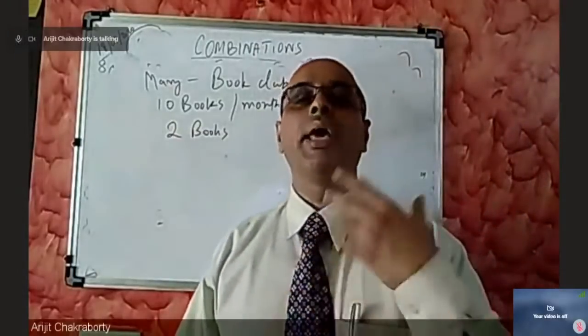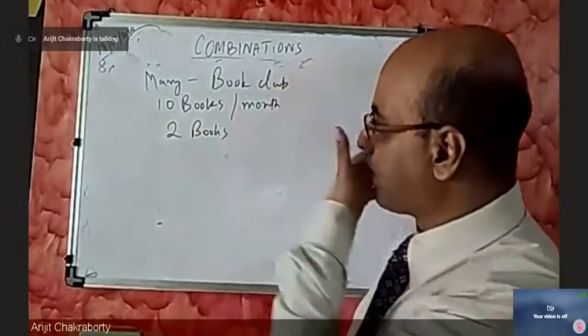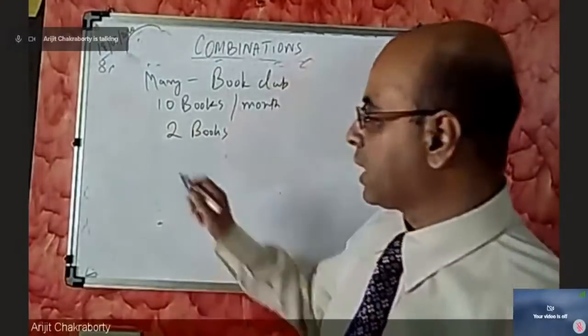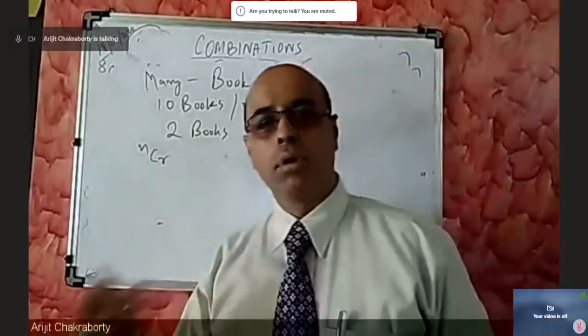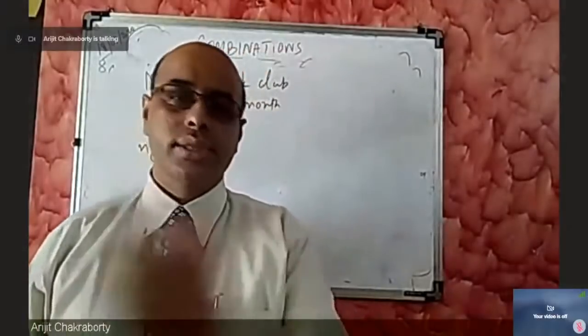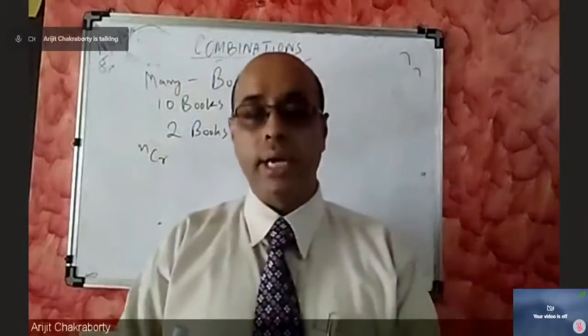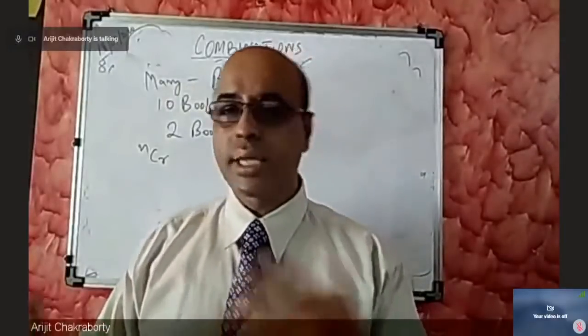How many different pairs of books she can take from this book club? Very simple, directly nCr, right? Because it is a selection of books. Whether you have a geography book and a history book, geography and history, and if I say history and geography, I have changed the order, but it's the same.